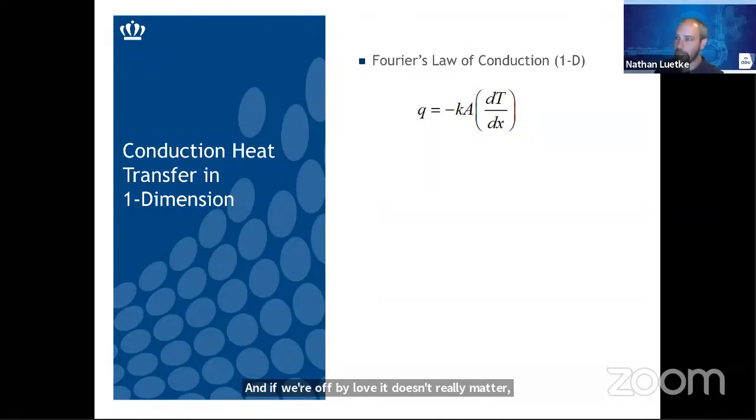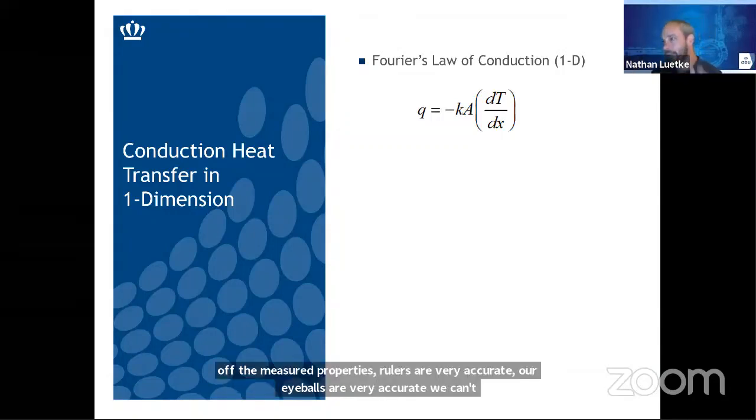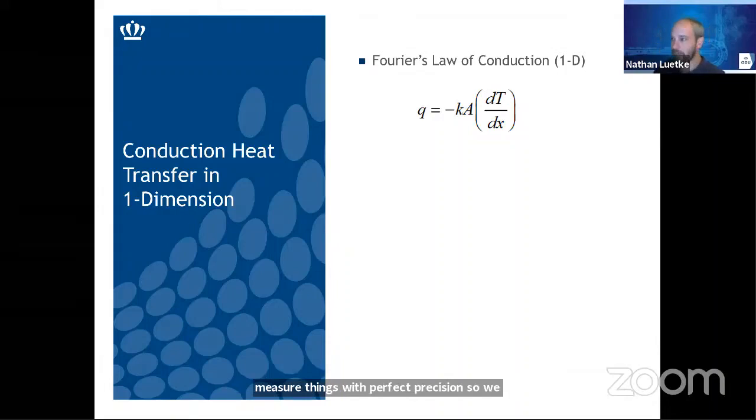It's hard to get exact because everything in engineering is based off of measured properties. Rulers aren't very accurate. Our eyeballs aren't very accurate. We can't measure things with perfect precision. So we try to keep things within 10% error, which means we can make a pretty reasonable approximation of 1 dimension a lot of times.